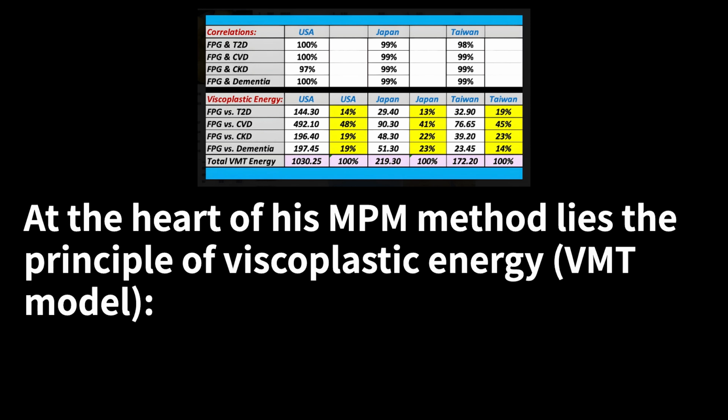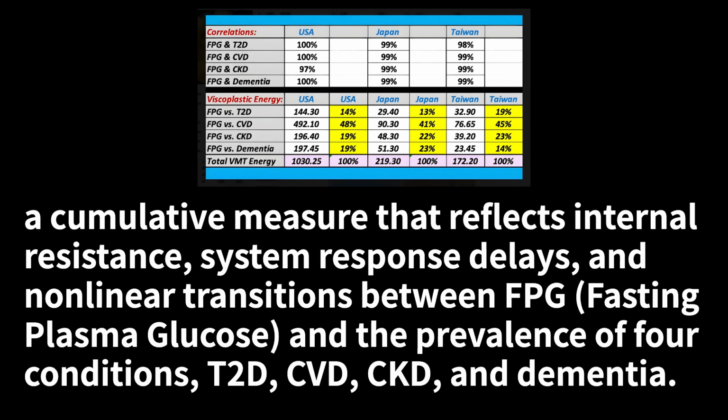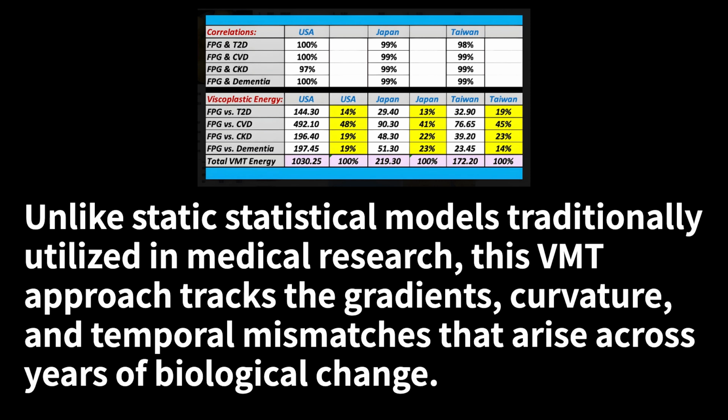At the heart of his MPM method lies the principle of viscoplastic energy, the VMT model, a cumulative measure that reflects internal resistance, system response delays, and nonlinear transitions between FPG, fasting plasma glucose, and the prevalence of 4 conditions: T2D, CVD, CKD, and dementia. Unlike static statistical models traditionally utilized in medical research, this VMT approach tracks the gradients, curvature, and temporal mismatches that arise across years of biological change.